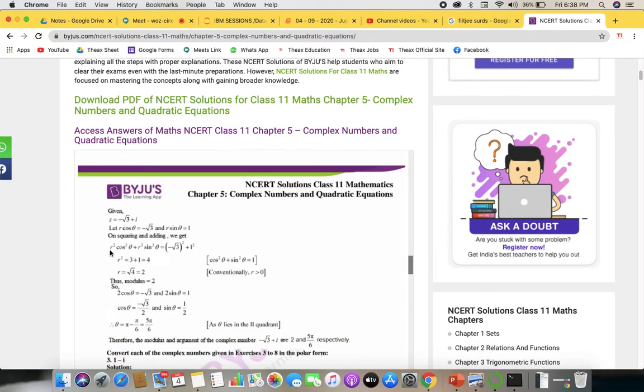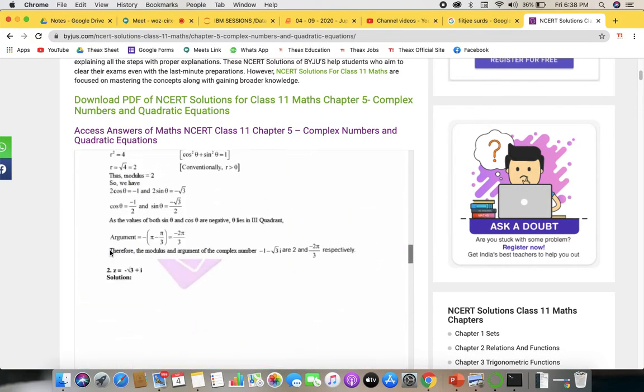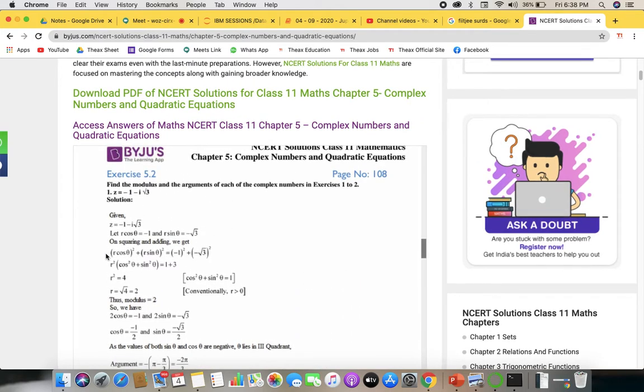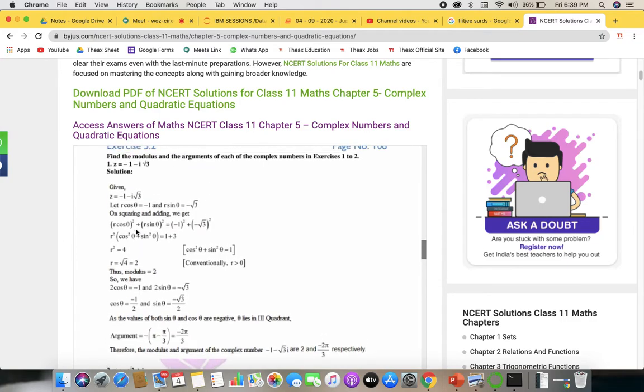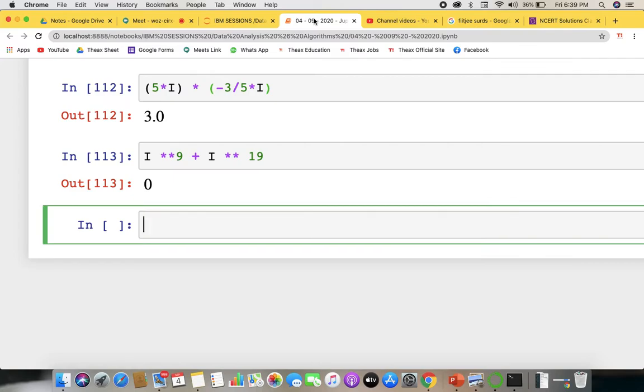Convert. What was the last question? Find the modulus and the arguments for each of the complex numbers from 1 to 3. So z equals -1 minus i root 3, and then we find the roots. Easy. So -1 minus i root 3, and then according to the computation we can find the values. Alright, so this is iota and complexities.